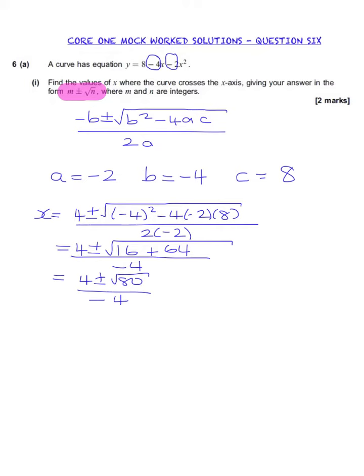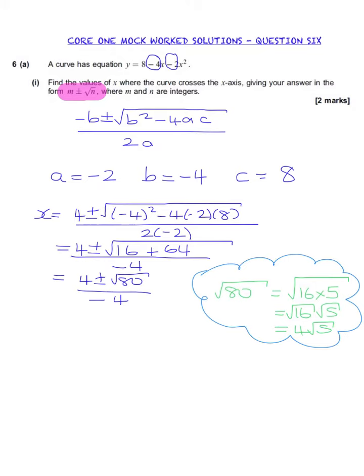To simplify this, we must use our rules of surds and write root 80 in an alternate way. We can write root 80 as 4 root 5, so we get, and we can cancel our 4's to get minus 1 plus or minus root 5.